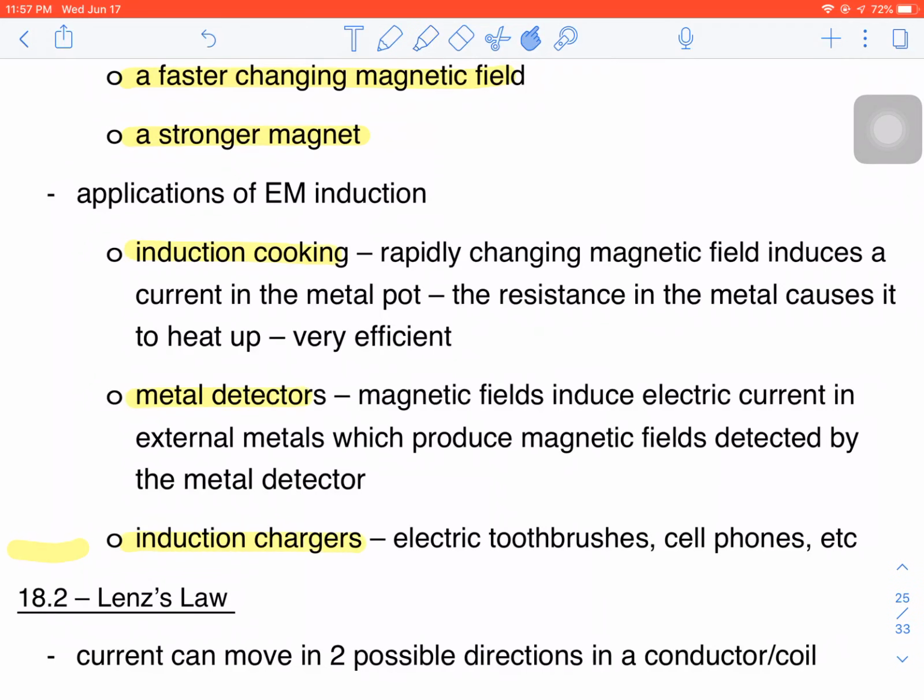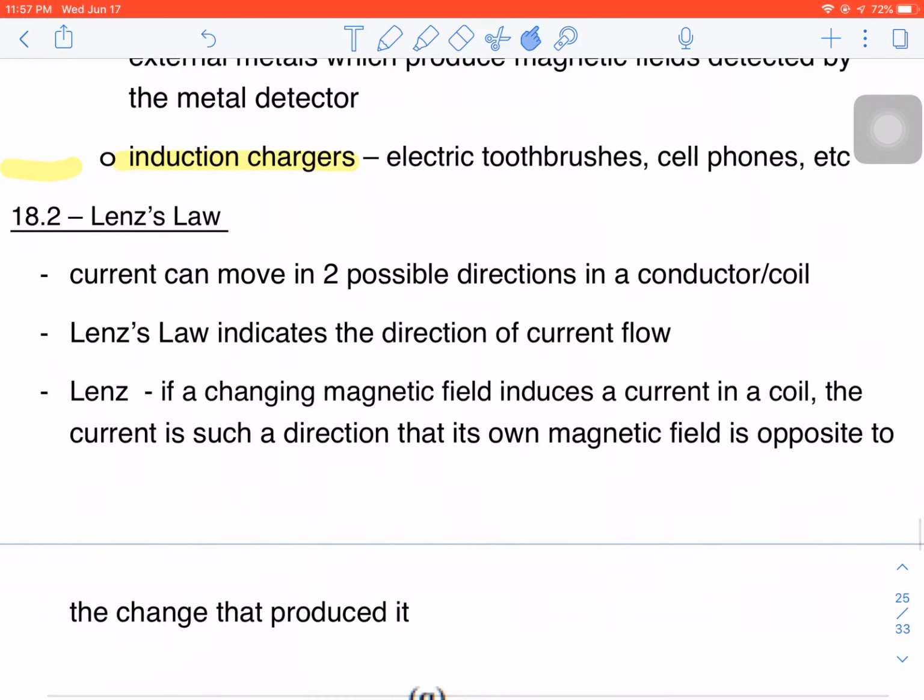Now, a physicist named Lenz gave us what is now known as Lenz's law, and it's a way to try and decide. So, in a wire or in a conductor, electrons have two possible directions, right? They can be moving this way or that way. We've got our only two possibilities here. Lenz's law is the way that we determine which way the current is going to be flowing inside the conductor.